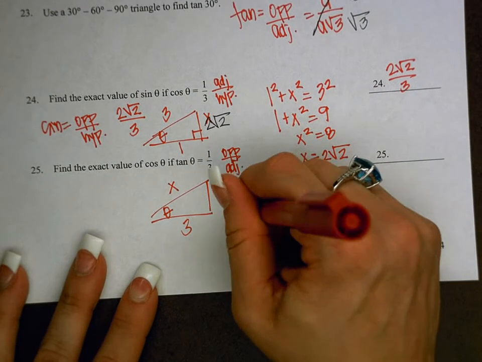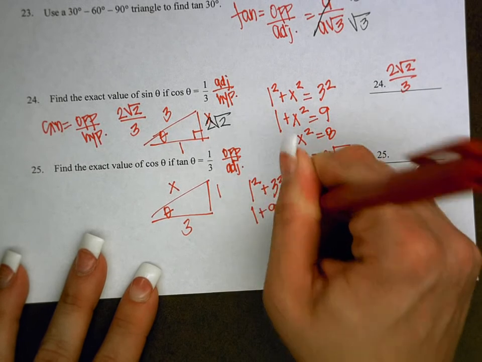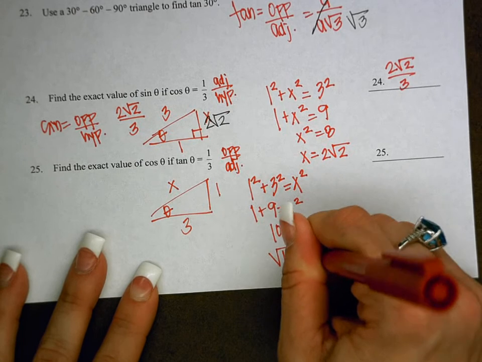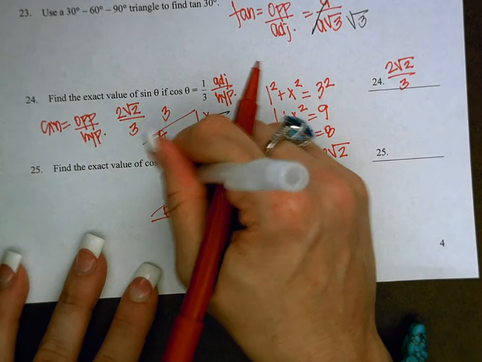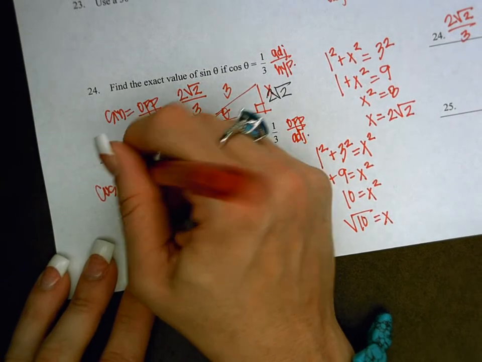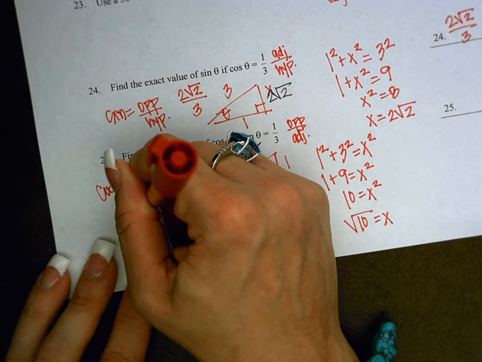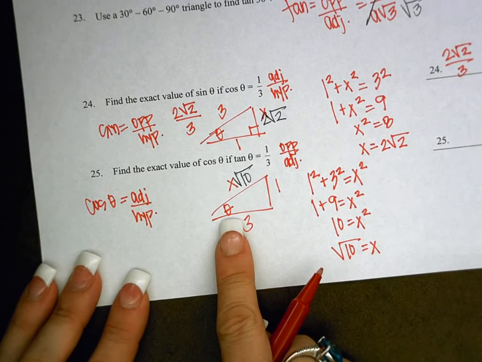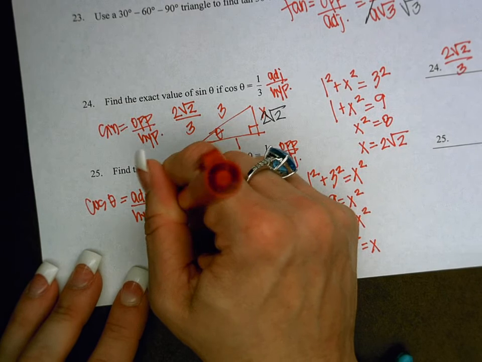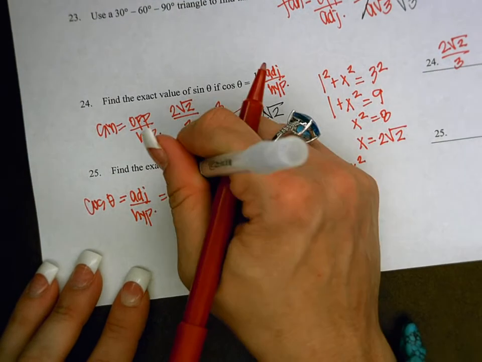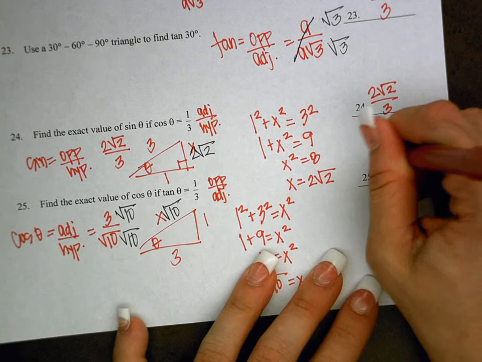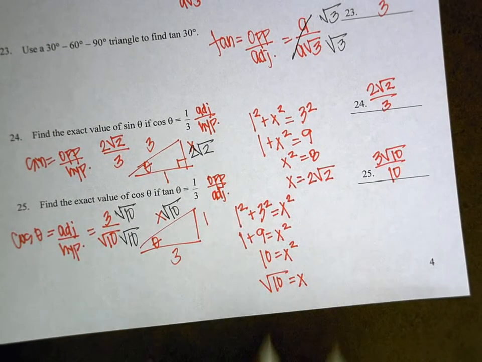1 plus 9 equals your x squared, so 10 equals x squared. If you take the square root of each side, root 10 is equal to x. So that's root 10. And again, we want to find cosine. Cosine is equal to adjacent over hypotenuse. From this angle, adjacent to it is 3. Hypotenuse is root 10. You rationalize by multiplying by root 10 over root 10. It's going to leave you with 3 root 10 over 10. And that's it.